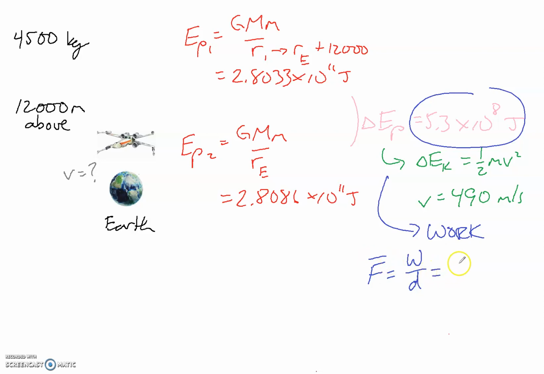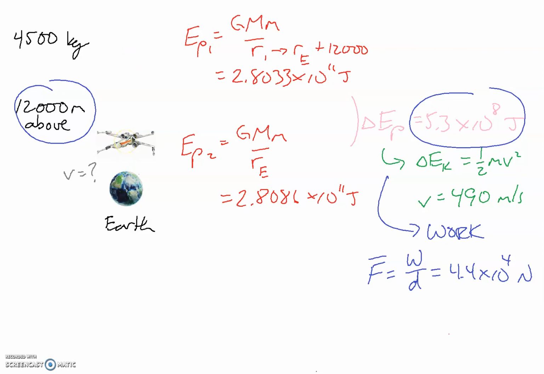So if we do that, the work would be the 5.3 times 10 to the 8, and we'll divide it by the distance that it traveled. And the distance it traveled is the 12,000. So if we take that 5.3 times 10 to the 8, which is the change in energy, the work done, and we divide that by the 12,000, we will get a force of approximately 4.4 times 10 to the 4 newtons. And again, this is the average force that was used from up here down here.